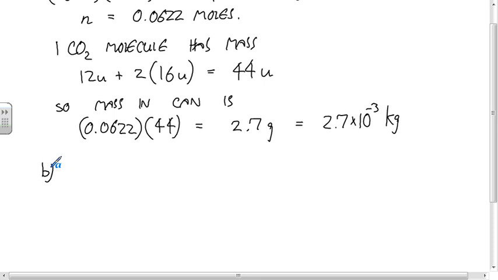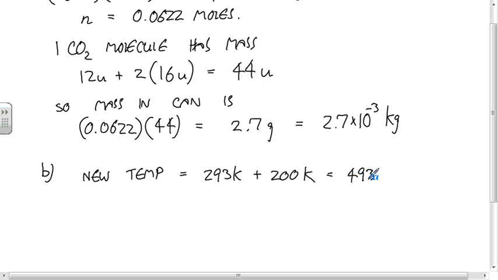Okay, so for part B, what changes here? The gas is sealed in the can, so we're not going to change the number of moles. We're not going to change the volume. It's an isovolumetric process. But the temperature is going to change and the pressure is going to change. And we know that the new temperature is 200 degrees greater than the initial temperature. So that's 293 Kelvin plus 200 Kelvin, so 493.